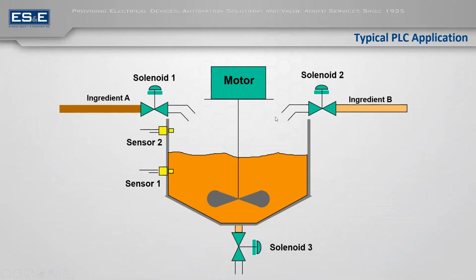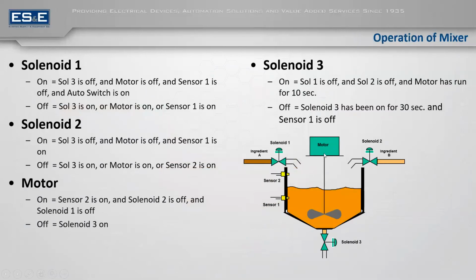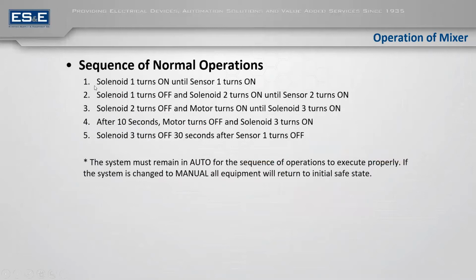I have two solenoids that will fill a tank, and then I have an emptying valve. So for my tank, I have solenoid 1, so I have certain conditions. So I have AND conditions that solenoid will have, and then conditions when it's off. Same thing for the other individual ones. But the last thing here that I developed was just a normal sequence of operations.